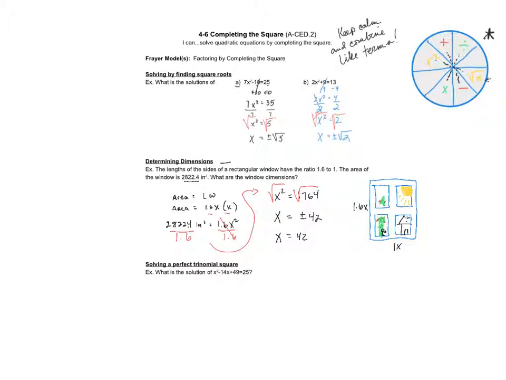All right, so we have x is equal to 42, and we're going to remember our units. It's going to be 42 inches. Now, going back here, we know that my width is equal to 42 inches, and then that makes my length 1.6x, which is 1.6 times, we said x is equal to 42, and that is going to give me 67.2 inches. So that is going to be my length.